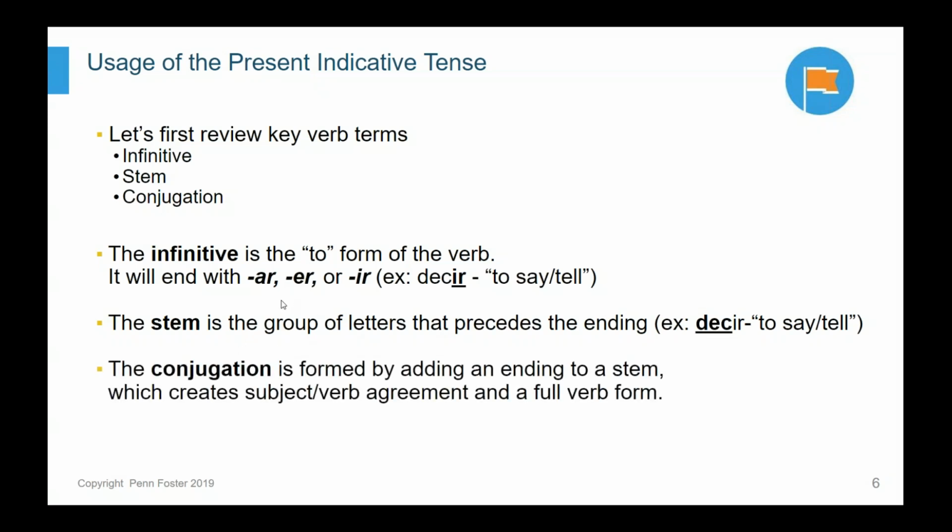And then finally, when we talk about conjugation, this is formed by adding an ending to a stem, a new ending we should say. So we're going to be removing that IR from decir in our example and adding new endings, creating subject-verb agreement and your full verb form. And what we mean by subject-verb agreement, basically with a singular subject, you're going to have a singular verb. With a plural subject, you're going to have a plural verb.